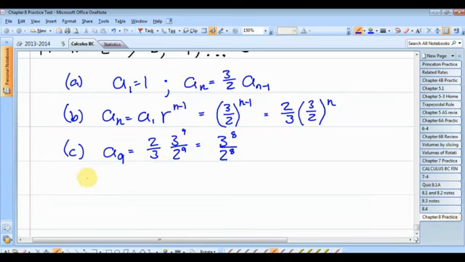D. Does the explicit rule tell us that this converges? So we have 2/3 times 3/2 to the n power. These numbers will keep getting larger and larger, right?